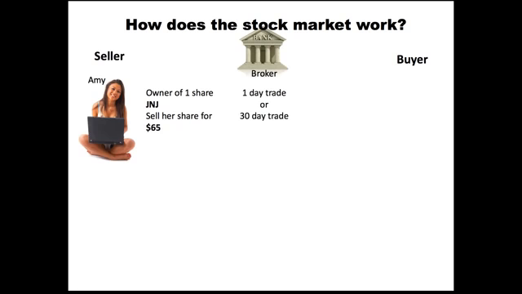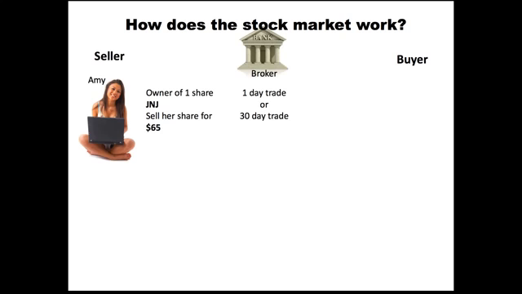Okay? So what she's going to do, and she has the option to, is work with a broker, and you can see that I have the bank there as the broker. But this could be Scottrade, this could be E-Trade. Any of those brokers could broker this deal for her. And what that really means is that the broker is going to link up a seller and a buyer, and they're going to exchange their asset.